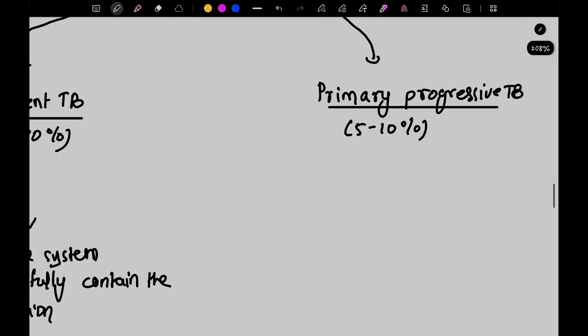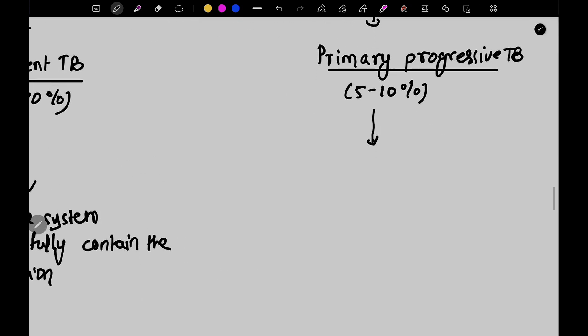But in primary TB, the immune system fails to contain the bacteria.